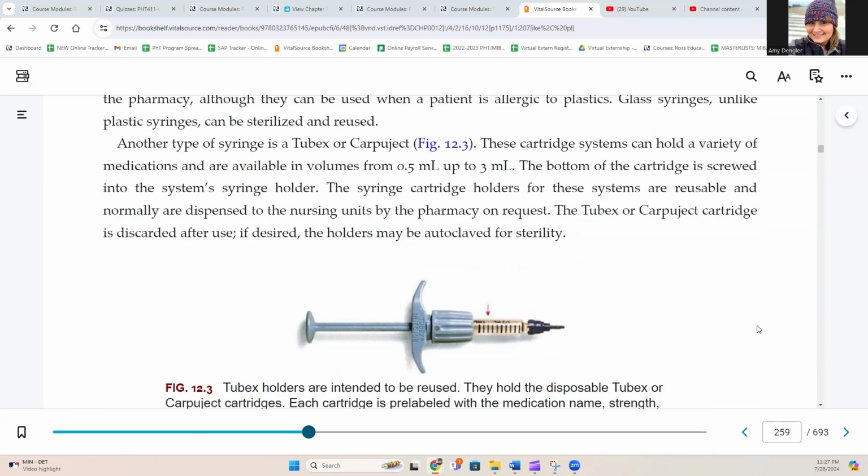up to 3 ml. The bottom of the cartridge is screwed into the syringe holder. The syringe cartridge holders for these systems are reusable and normally are dispensed to the nursing units by the pharmacy on request. The Tubex or Carpuject cartridge is discarded after use. If desired, the holders may be autoclaved for sterility.